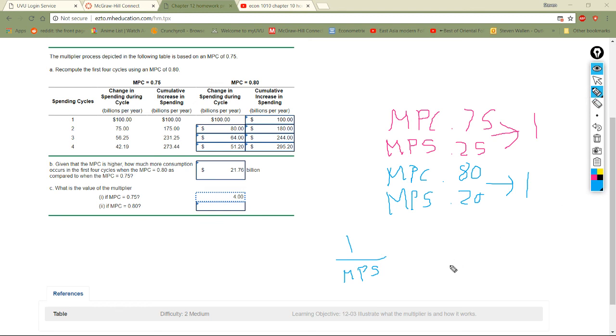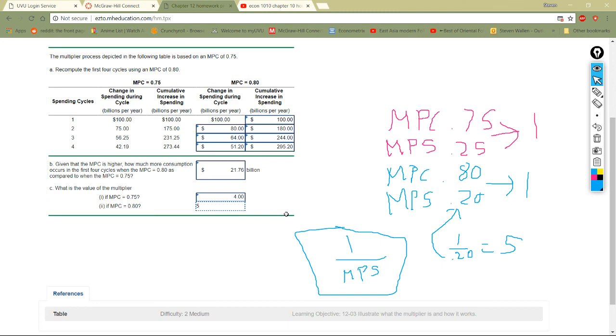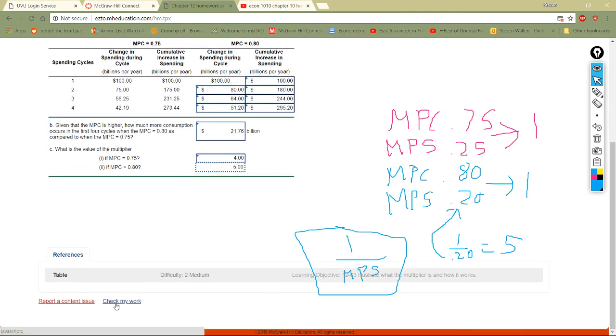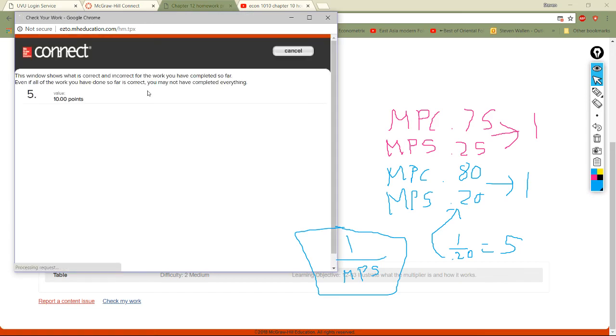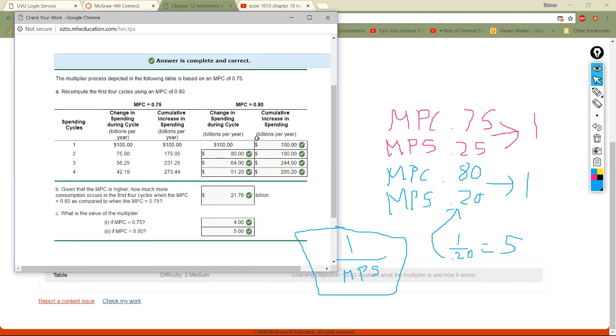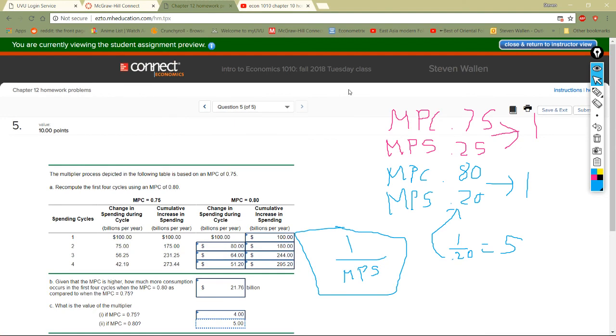Second one, I can just do this in my head. It's pretty simple. So we're going to have 1 divided by 0.20. That's going to equal 5. And we notice we used that MPS right there. And this is your master formula to find that multiplier. Come over here, put a 5 in there. Let's check it. Did we do it right? Looking good. Did all good there. And that was question 5.